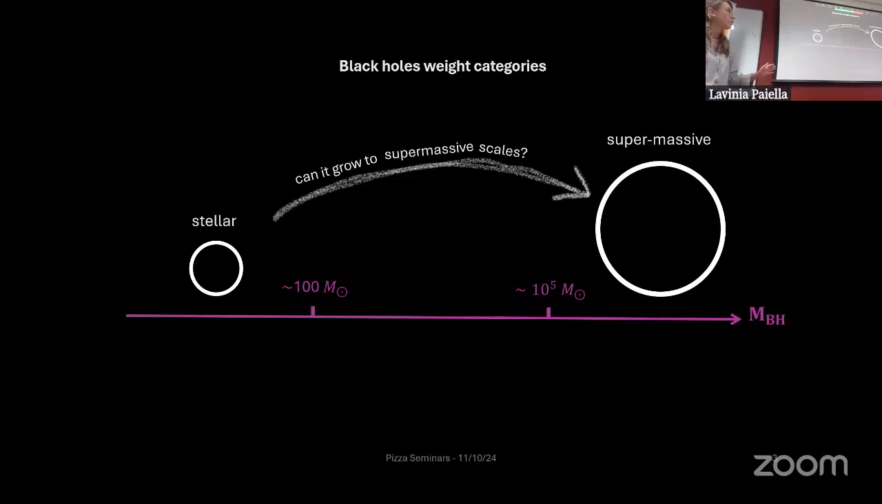So you can imagine that there are at least two different astrophysical categories of black holes. And those are stellar mass black holes.